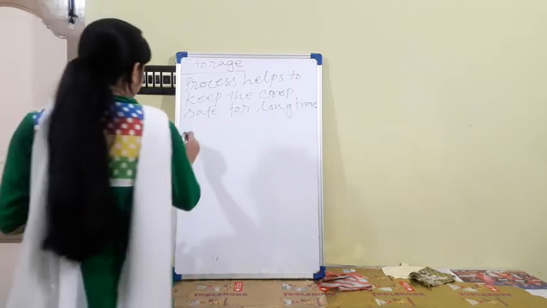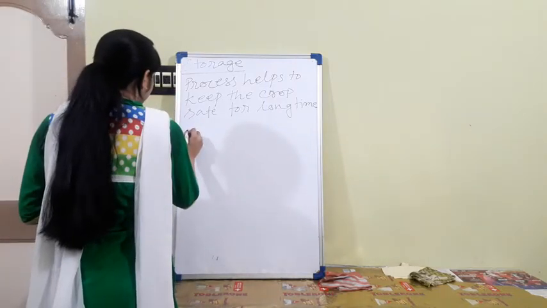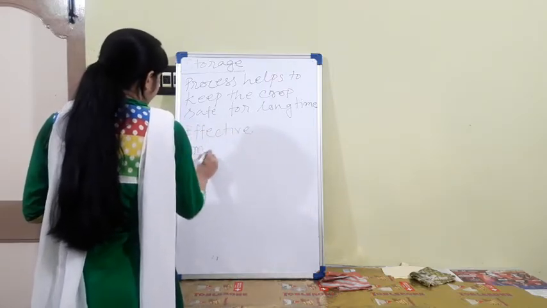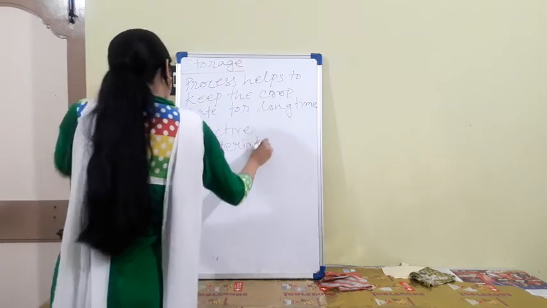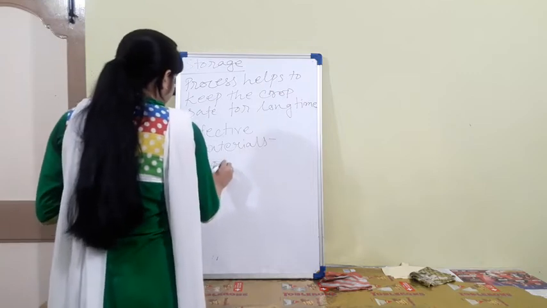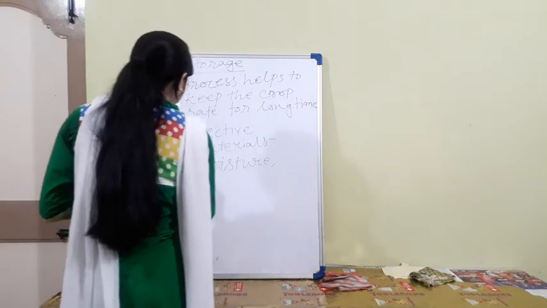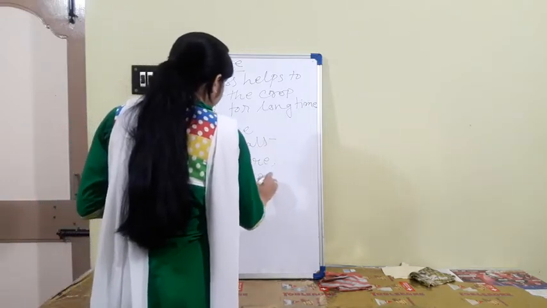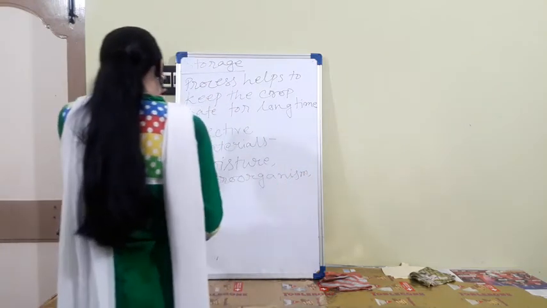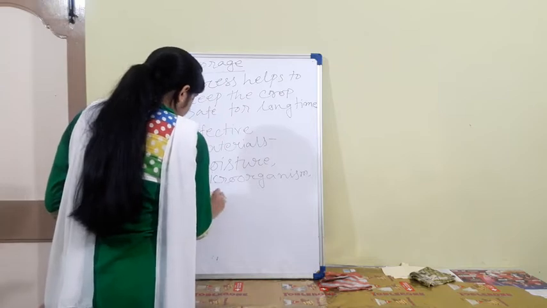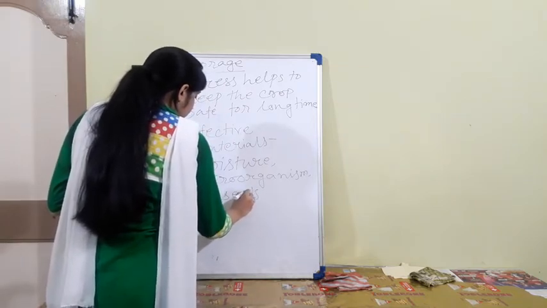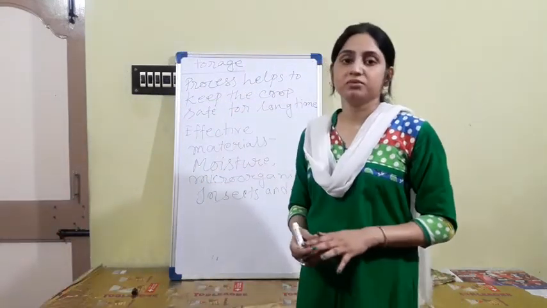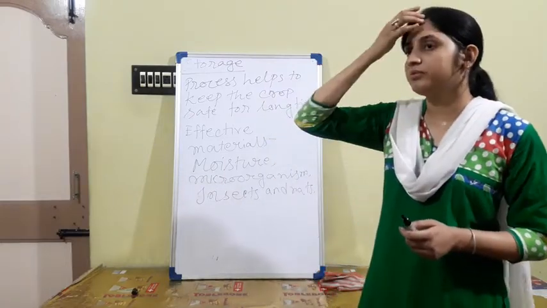Which affected the crops to destroy the effective particles, which are effective materials, that is moisture, microorganism, insects and rats. Okay, so the process to help, obviously there are so many crops produced by the farmers.